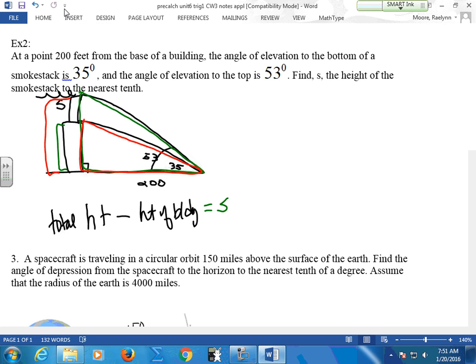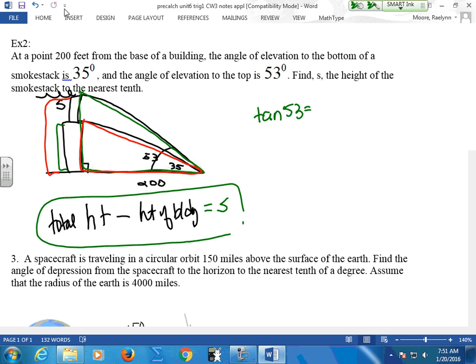Let's do the total height. It's easier to do this in words first. So what's the total height? The tangent of what angle? 53. Is equal to what? X over 200. Okay, so we're calling this big guy right here X. All right, just cross multiply this. Don't figure it out yet. So we know this guy right here is 200, tangent of 53.